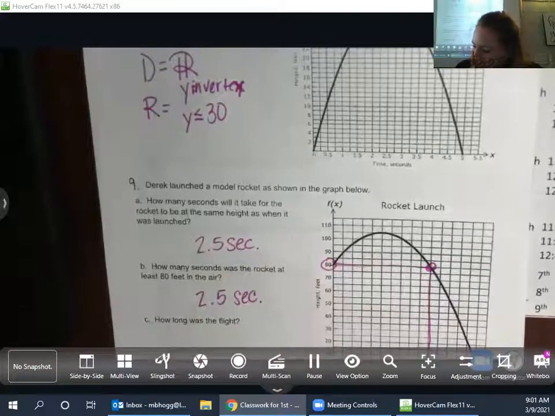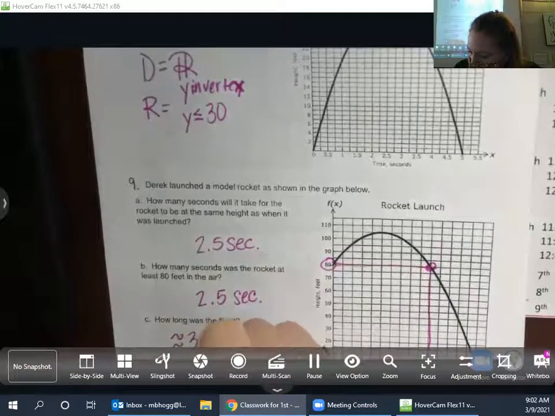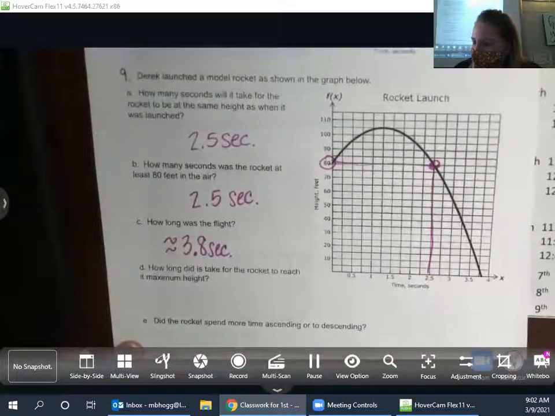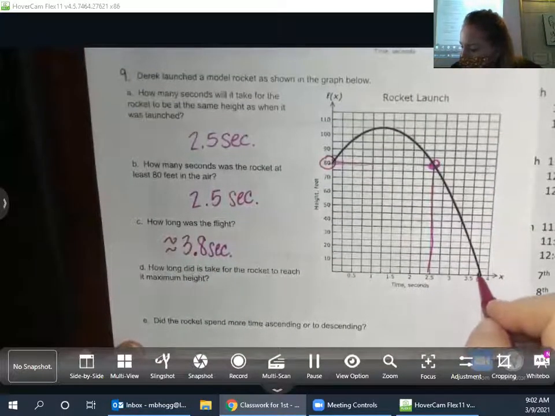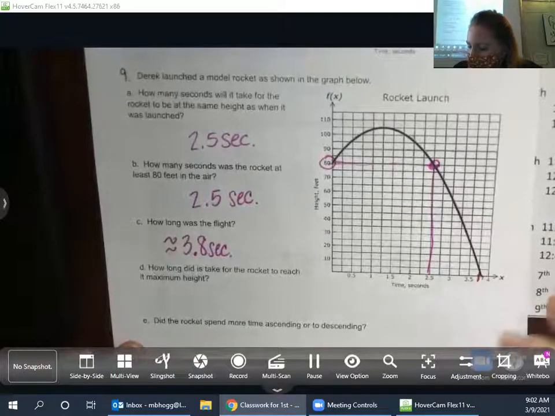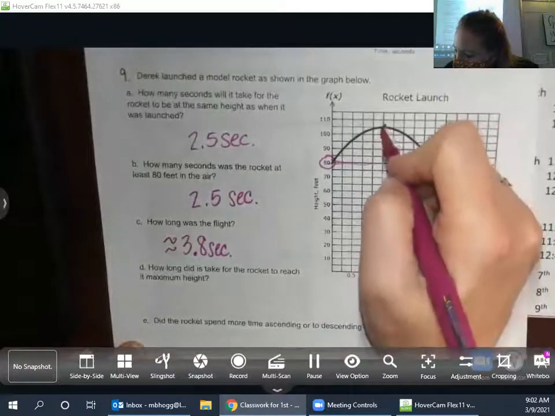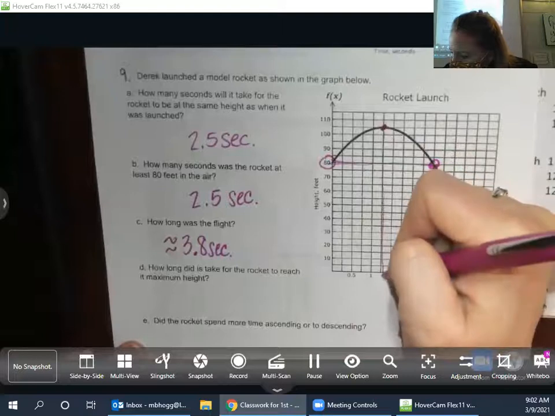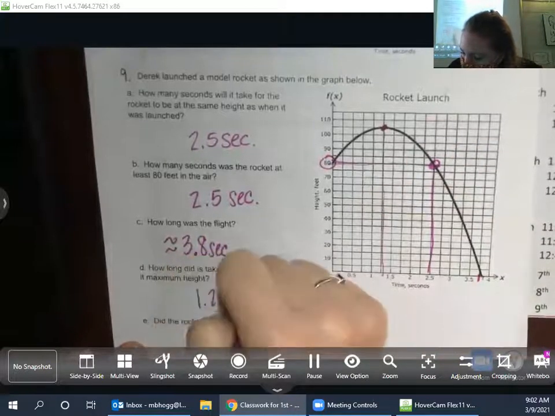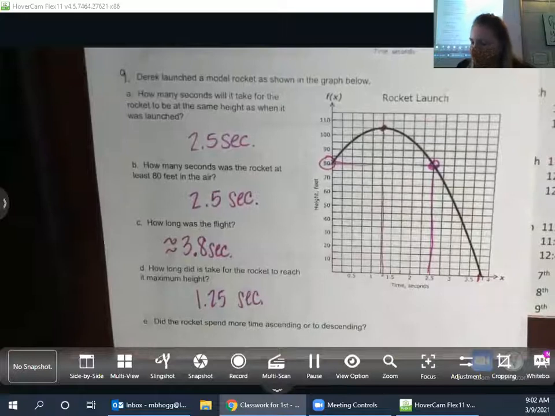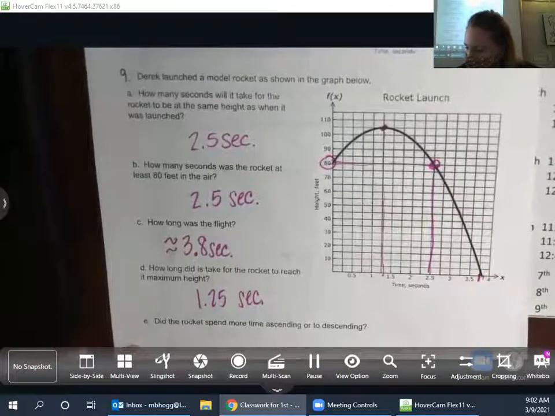How long was the flight? Yeah, a little over 3.75. So it's about 3.8, yeah. It was about 3.8 seconds. It was a little over 3.75. So about 3.8. How long did it take for the rocket to reach its maximum height? Right here is the maximum. 1.25 seconds. Did the rocket spend more time ascending or descending? Yep, descending.